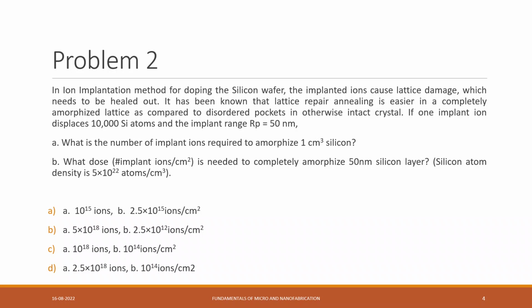So in this we actually need two things. We have to get the native silicon atomic density, and then see how much of that native density of 1 centimeter cube is displaced. So we need to find that out. First thing would be that. So you all can try once.